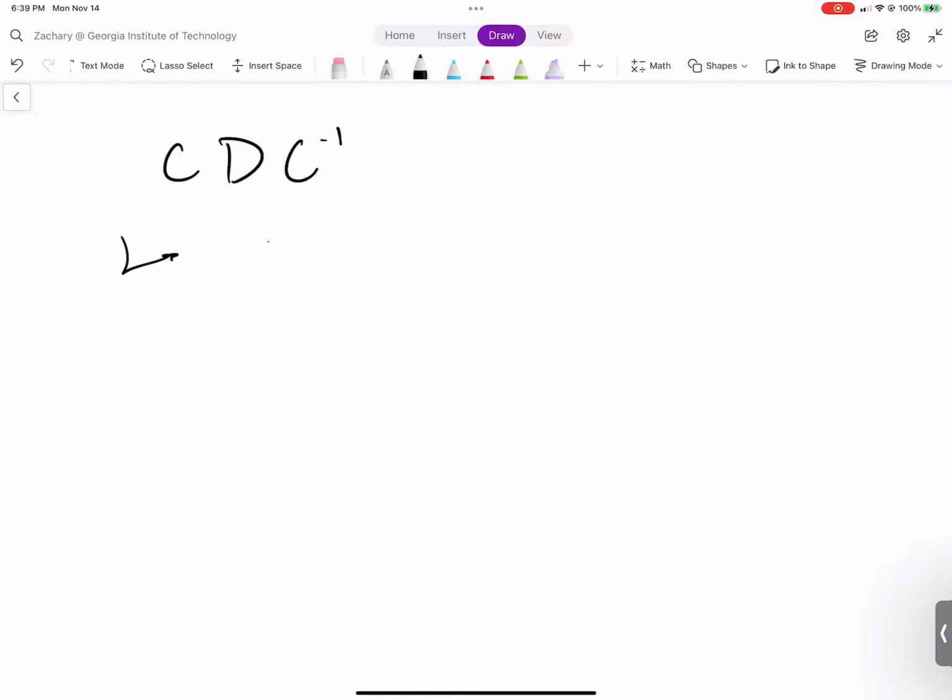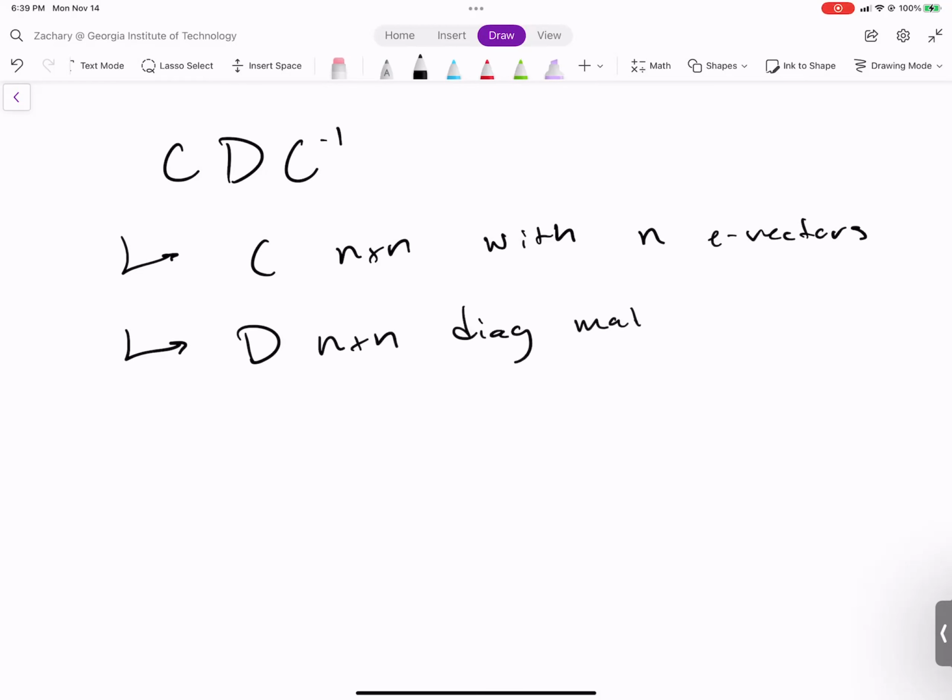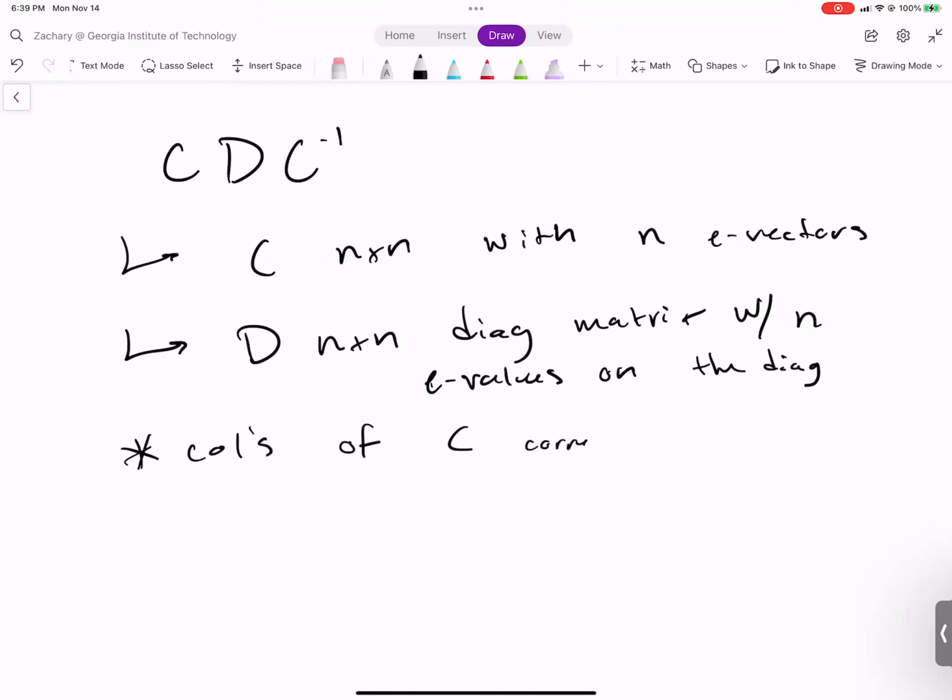So C is an n by n matrix with n eigenvectors, and D is an n by n diagonal matrix with n eigenvalues on the diagonal. The most important thing to note here is that columns of C correspond to columns of D.